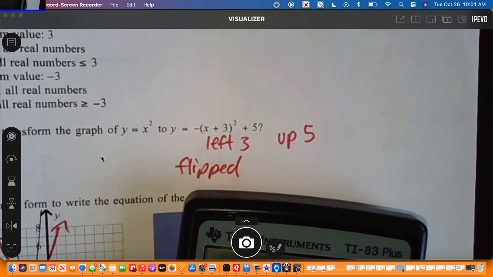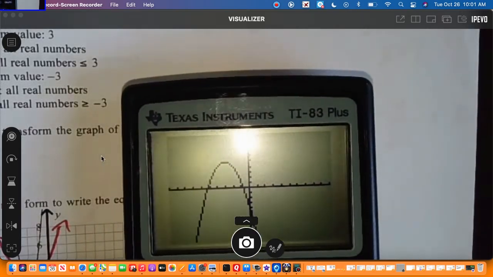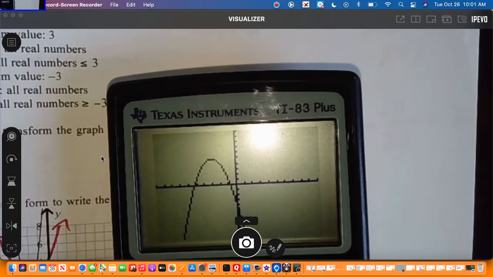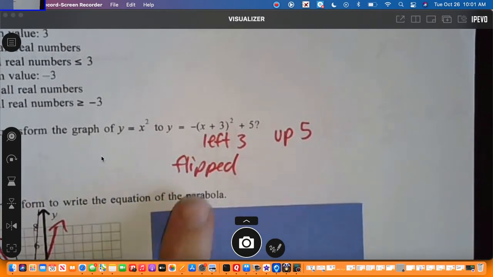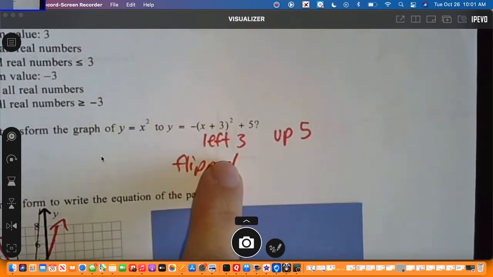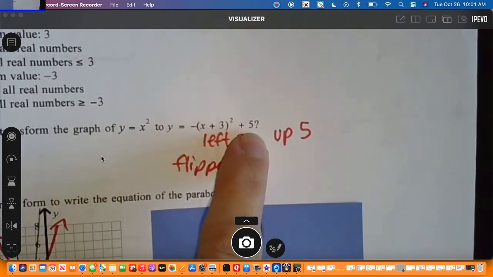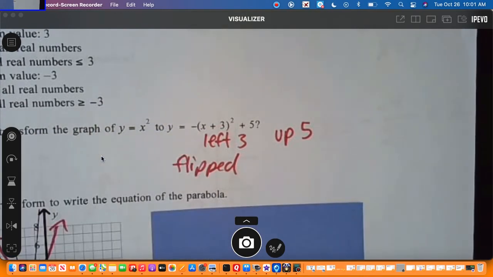Negative. It should look like that. Oh yeah, that's what it looks like. So it's moved to the left 3, up 5, and it's flipped downwards. But that's what you're saying. You're not drawing me a picture. You're saying where did it move? Left 3, up 5, and the negative sign flipped it or reflected it over the x-axis.